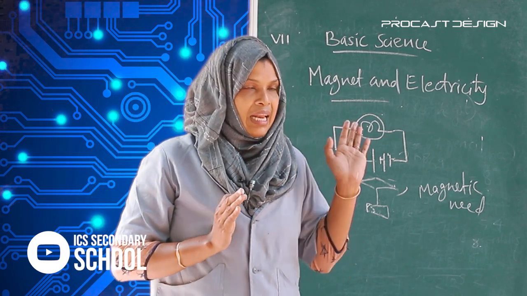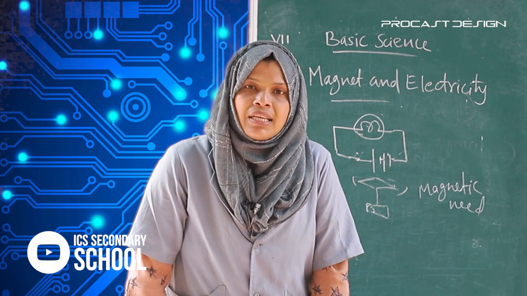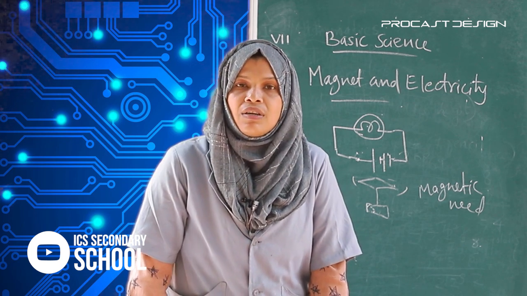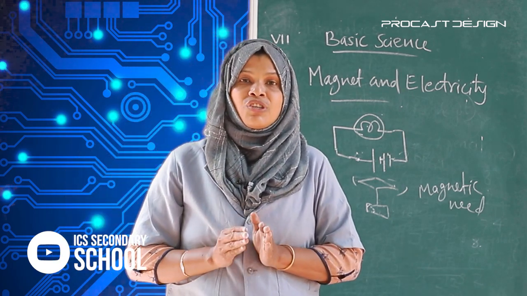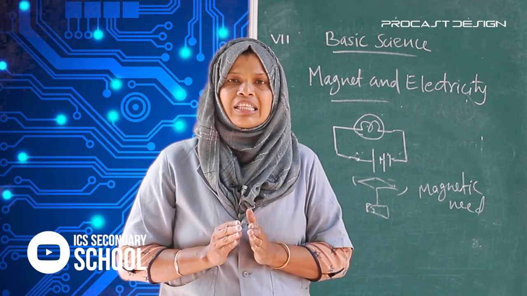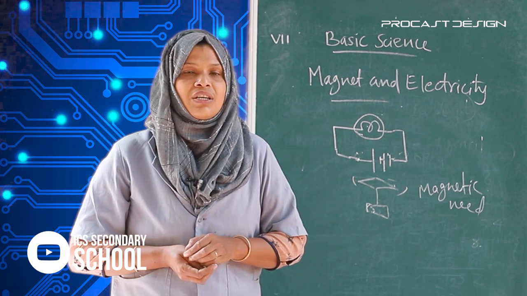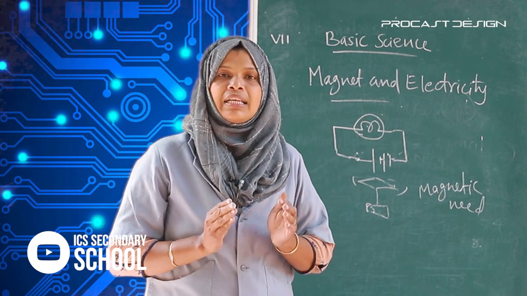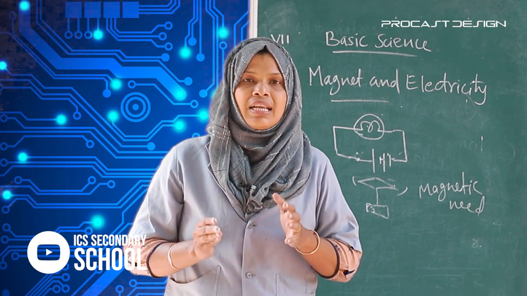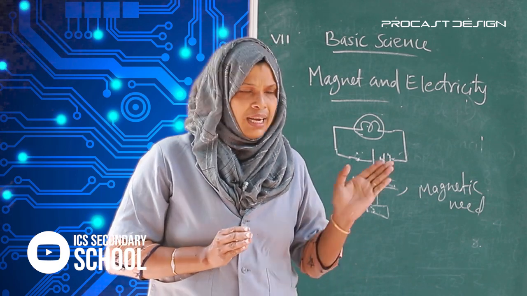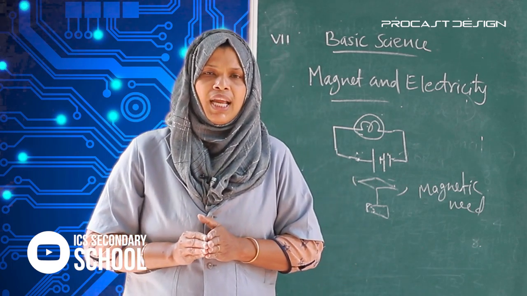First we arrange an electric circuit, then bring a pivoted magnetic needle near the circuit, then switch on the circuit. What happened? The direction of the needle changes. Then switch off the circuit. What happened? The needle comes back to its original position. Can you tell me what is the reason?